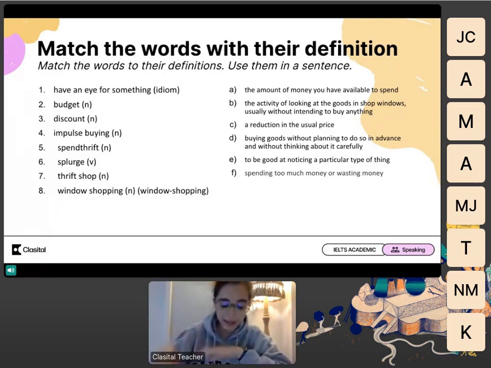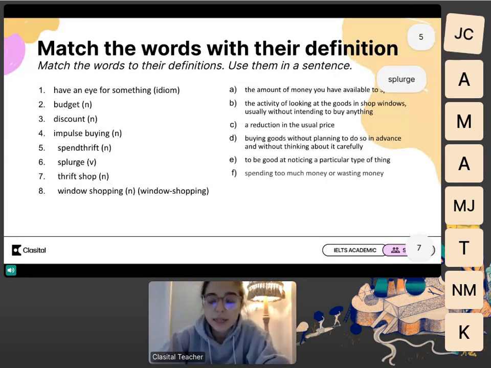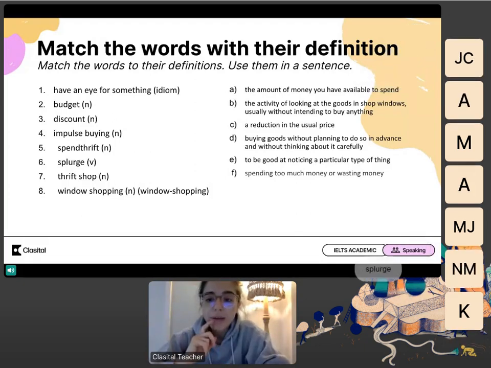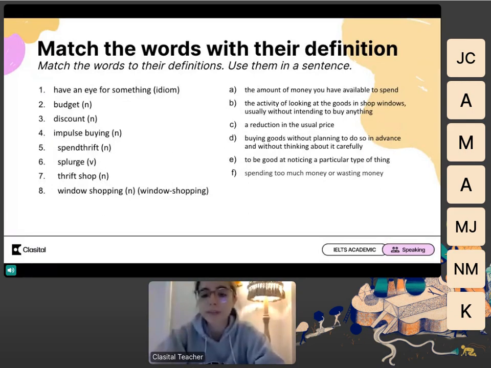Spending too much money or wasting money. Spending too much money or wasting money. That can be a new word for you. Splurge has a similar meaning too, but I would say spendthrift. Number five for that. Spendthrift. It's not the verb, like you can see the definition, spending too much money. It's not to spend. So it's in the noun form. So spendthrift. You can say, although I'm not a spendthrift, sometimes I cannot control myself and I buy things without thinking about my budget. We can give an example like that. I'm giving the example because it can be a new word for you.